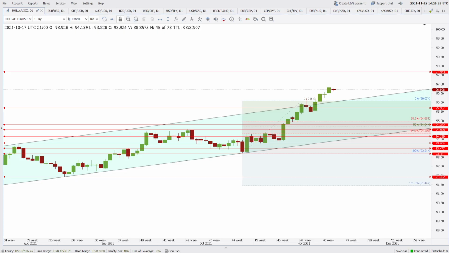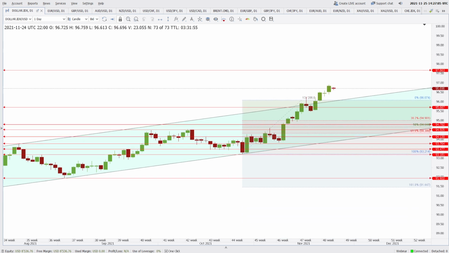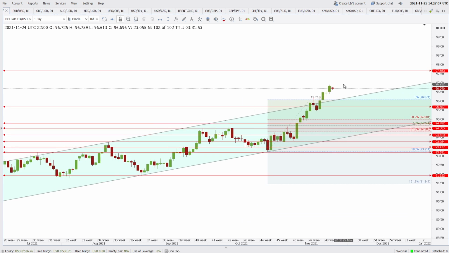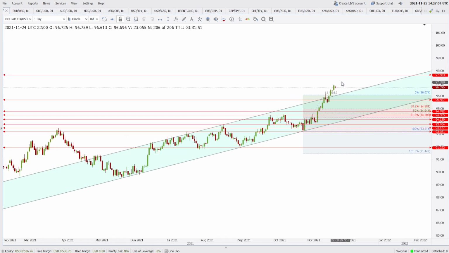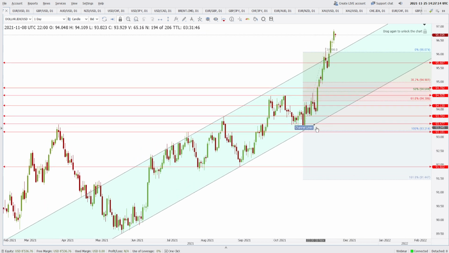So my friends, this is the daily chart of dollar index. You can see here on the left side, this is the dollar index daily, and we have been following the dollar index for quite a long time now, almost 2 to 3 weeks we have been tracking it. In fact, we also saw it when it was here and here.